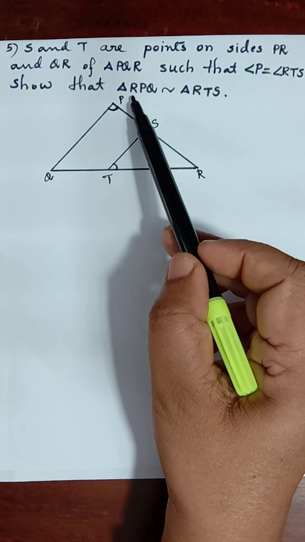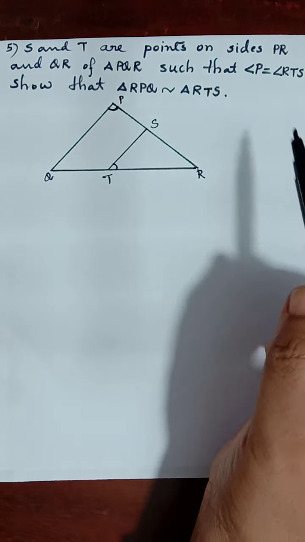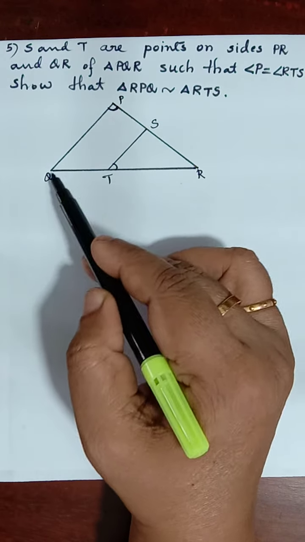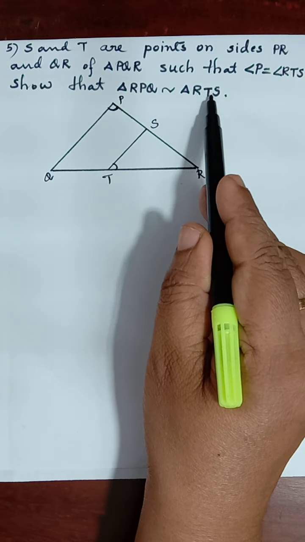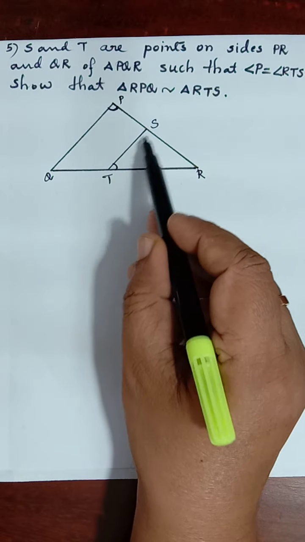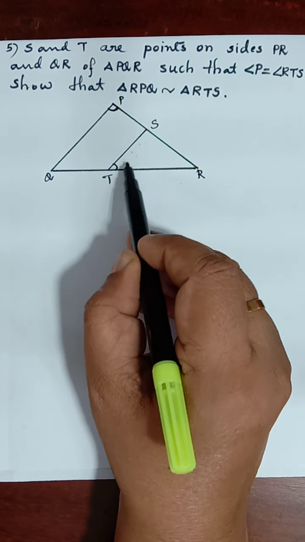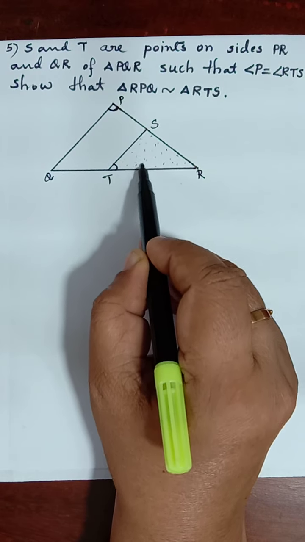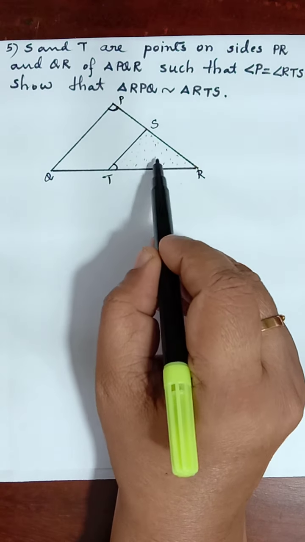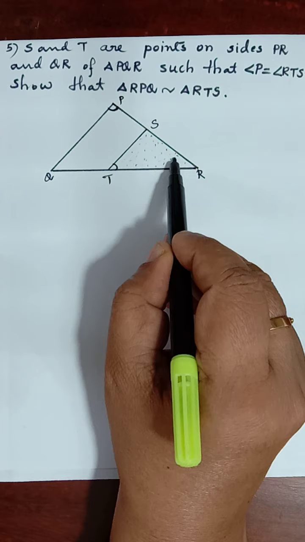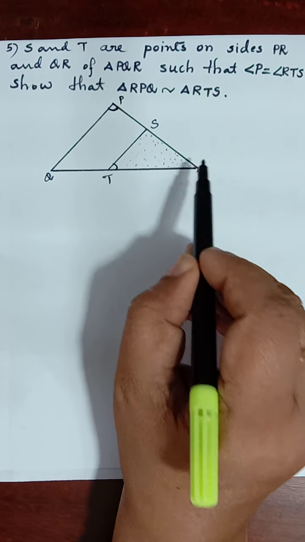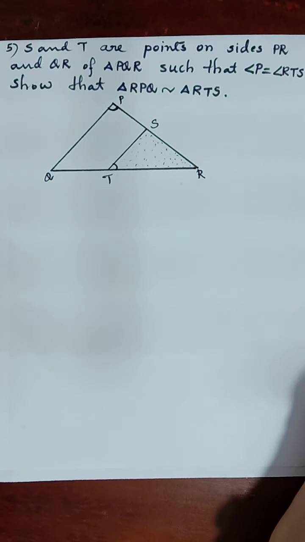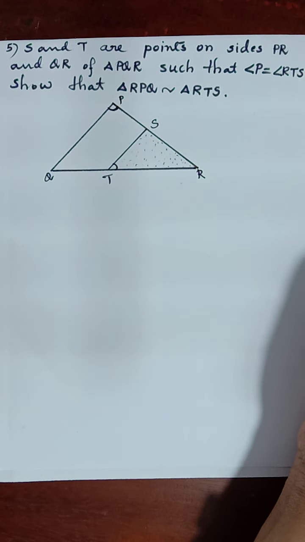Look at the triangle RPQ. This is the full triangle. It is similar to RTS. RTS is the smaller triangle. These two are similar. Here we have to prove it. So any one of the similarity criteria we have to find out. So better, if angles are given, we will think of AA similarity.